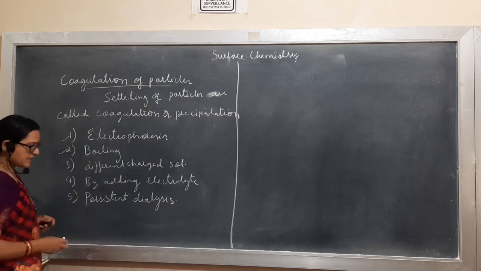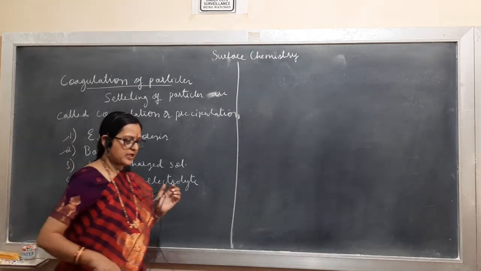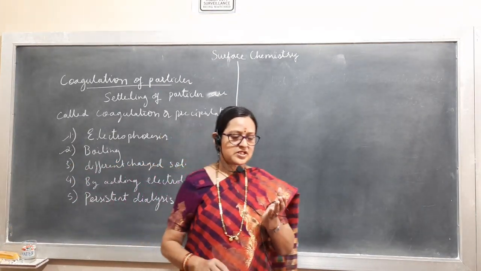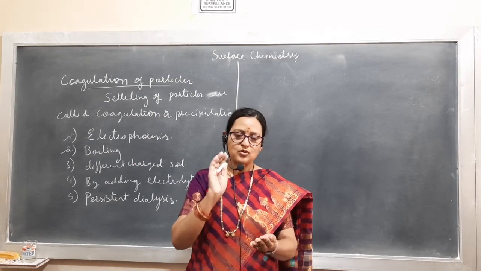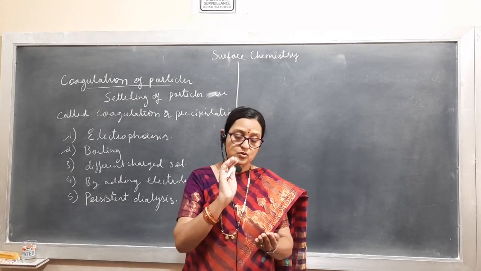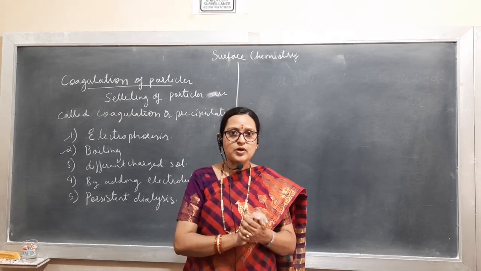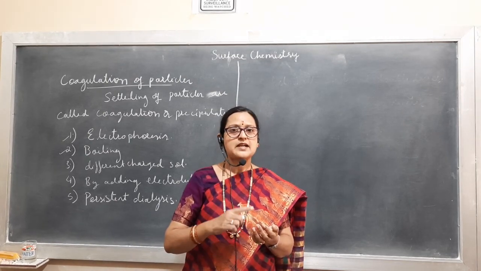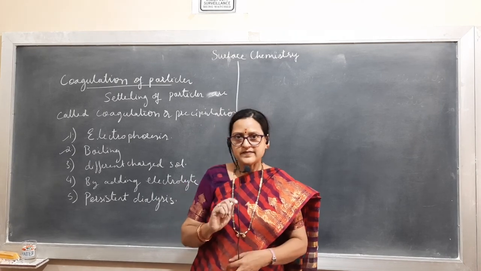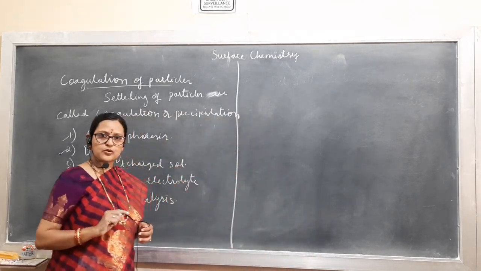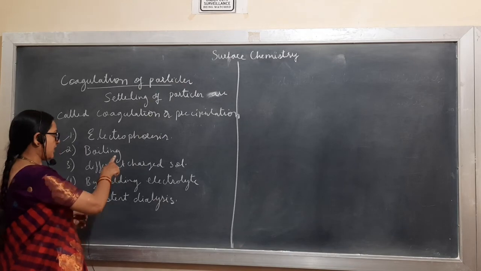Next, the second one is boiling. By boiling, what happens? What we said now, the charge is because of electrolyte ions going and settling on the colloidal particle. Because of that, there is a charge. If we boil, the ions gain kinetic energy. When they leave the surface, the charge is removed from the colloidal particle and the particle coagulates.